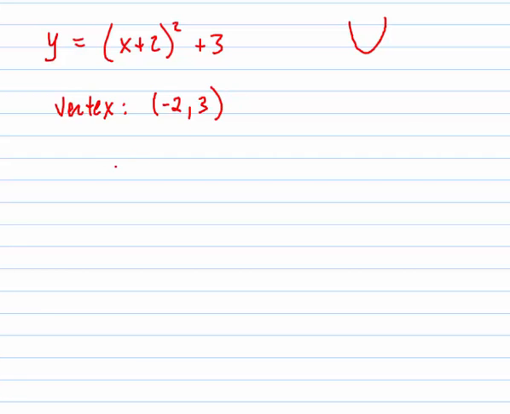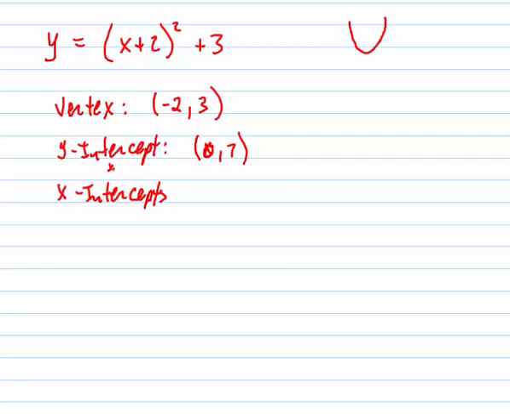3, there's our vertex. Now the y-intercept, okay, we let x be equal to 0 on the y-axis. If x is 0, that's 4 plus 3, which is 7. That's enough to graph it with our tool. But the x-intercepts, y-intercept x is equal to 0, right? And this one, y is equal to 0.